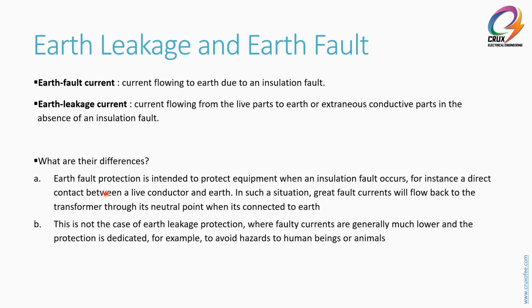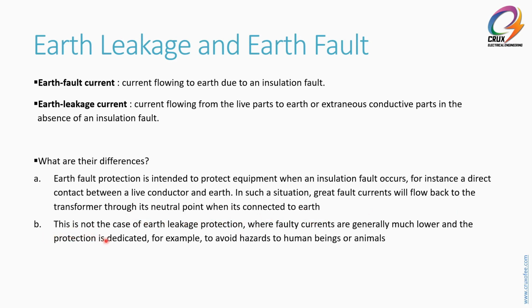So the differences are basically, earth fault protection is intended to protect the equipment when there's an insulation failure. For instance, when there's a direct contact between the live conductor and earth. Under that condition, there will be a large fault current that will flow back to the transformer through its neutral point where it's connected to the earth.